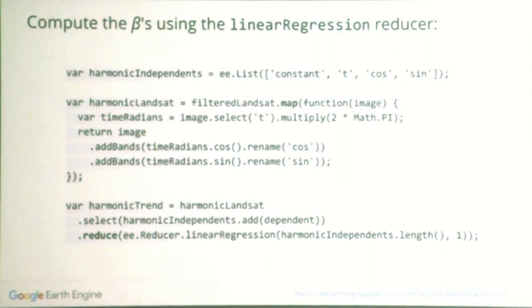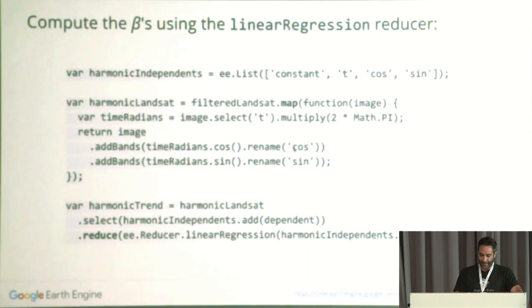Here's how you do it. First, set up our list of independent variables. And that list is going to include our constant, our time variable, our cosine term, and our sine term of that harmonic function. Now, map a function over our Landsat series. Compute time in radians. So we already have time in fractional years there. Now I'm just going to convert that to radians by multiplying by 2 pi.